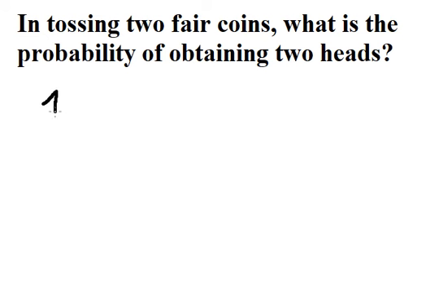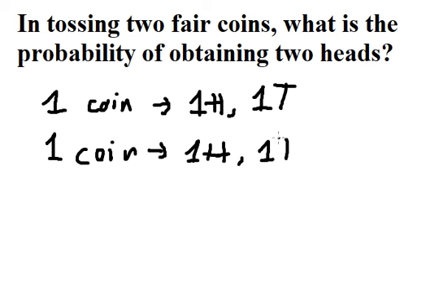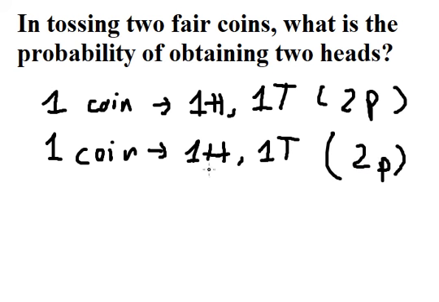We know that one coin we have one head and one tail, and we have another coin here. They have the same. So they want to get two heads in here. We know that there are two possibilities for this coin, and we have another two possibilities for that coin.